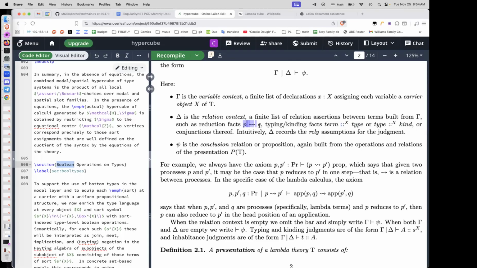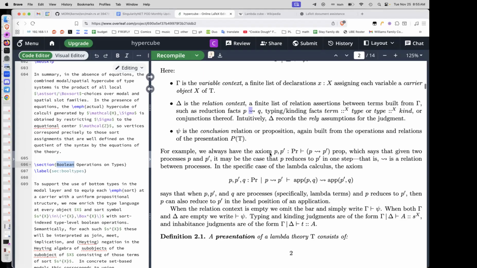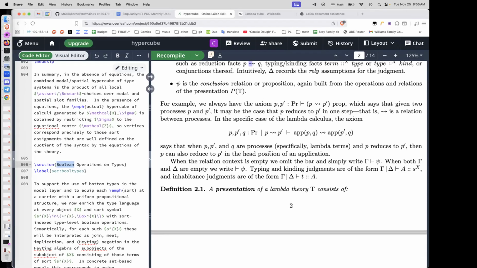We also make use of reductions of terms, that P reduces to Q in a single step. And so this relation, the reduction relation, we denote with the squiggle arrow. So for example, we always have this axiom, which says that reduction is a proposition. Does P reduce to P prime?